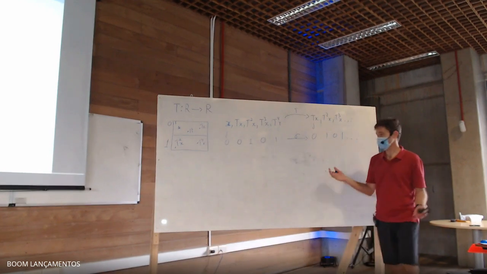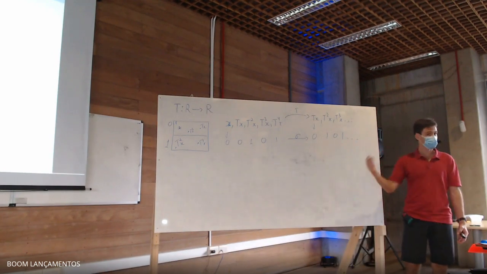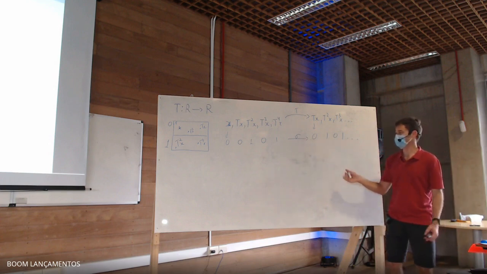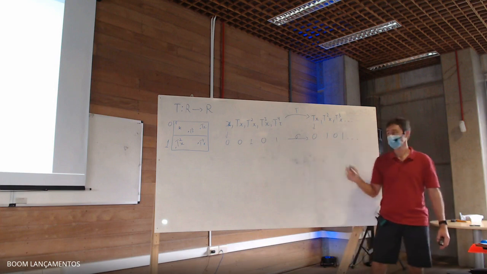And that was, Gilles was telling you with the groupoid and so on, there was the shift map, which is, you know, symbolic dynamics is always about studying this map.